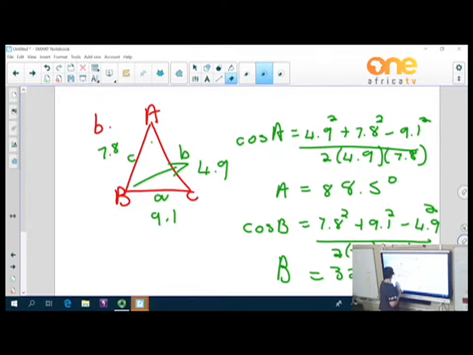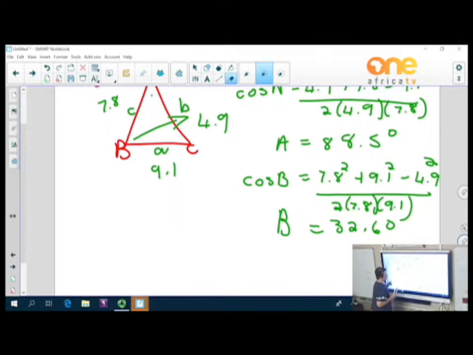32.6 degrees. And now it's actually not necessary to do a calculation on C, because we know that the interior angles of a triangle add up to 180 degrees. So you can just subtract there, and then we got that C is 59.0 degrees.